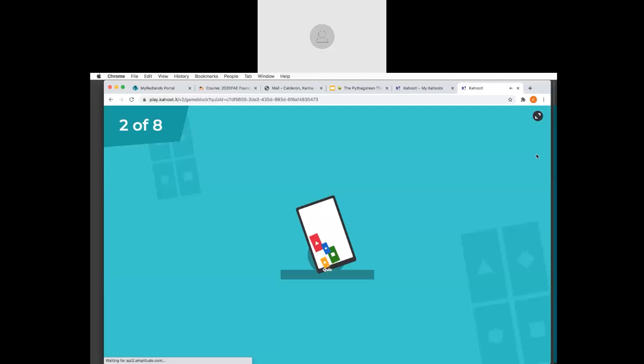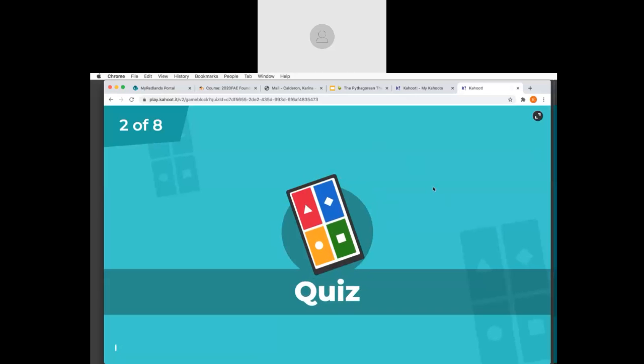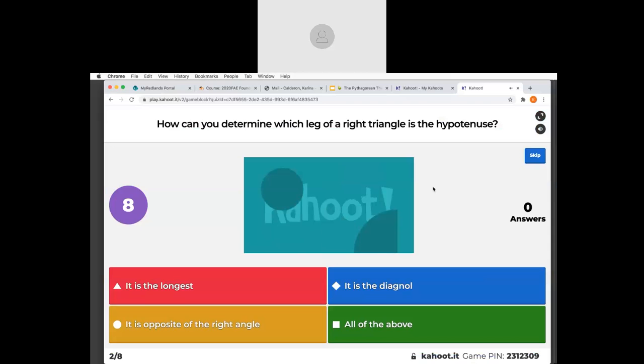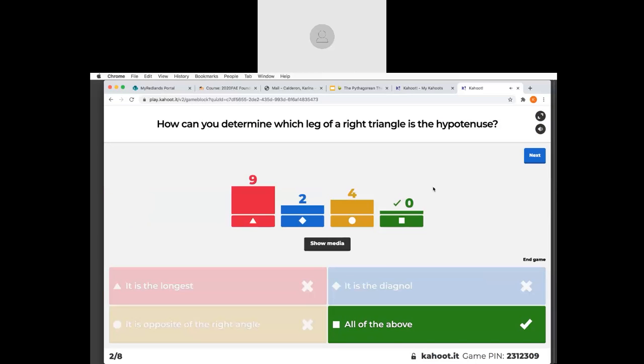Ooh. C-squared. I love that name. All right. How can we determine which leg of a right triangle is the hypotenuse? I went over this very well, so I hope you guys get it. Oh, yes, she did. You guys got this. There's a misspelling on the board. Just ignore it.